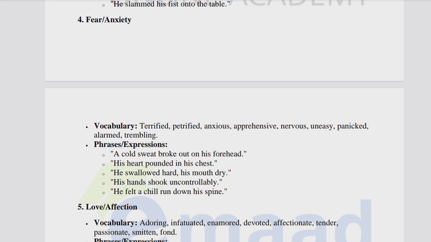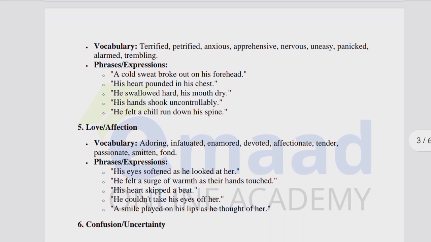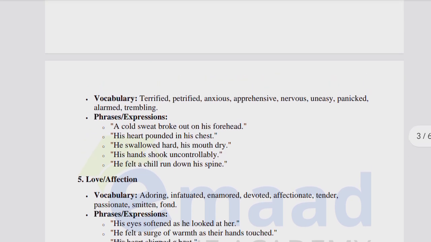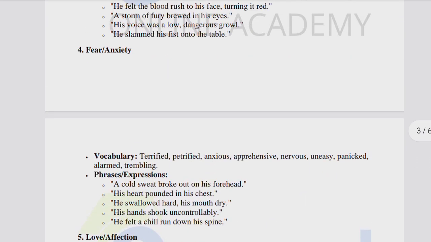For the feelings of fear and anxiety, here are a few vocabulary items: terrified, petrified, anxious, apprehensive, nervous, uneasy, panicked, alarmed, trembling. A cold sweat broke out on his forehead. His heart pounded in his chest. He swallowed hard, his mouth dry. His hands shook uncontrollably. He felt a chill run down his spine. These are the feelings of fear and anxiety.